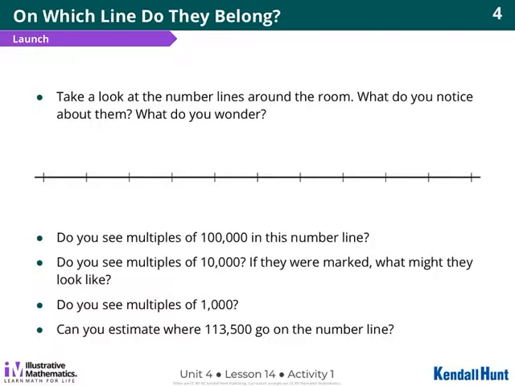Multiples are count bys. That's really what you need to remember. When you count by a number, you're saying multiples. Okay?